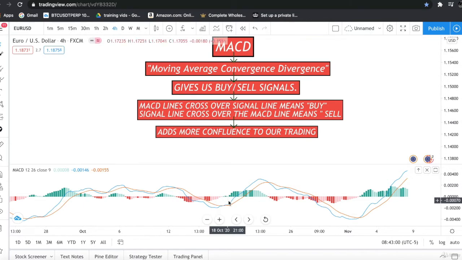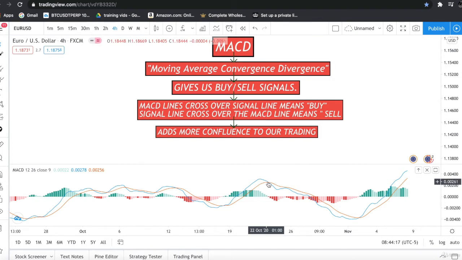This blue line is the MACD line and this line is the signal line. When this MACD line crossovers the signal line, it gives us the buying indication, and whenever the signal line crosses over the MACD line, it means sell. As you can see over here, the blue line crossed over the orange line, it gives us a buying indication. After that, the signal line crossed over the MACD line. Now it gives us a sell indication.